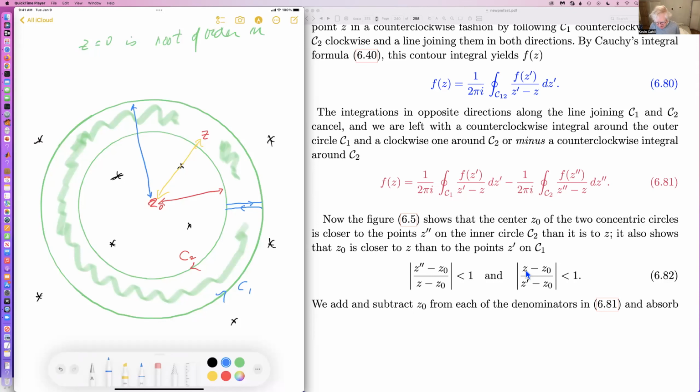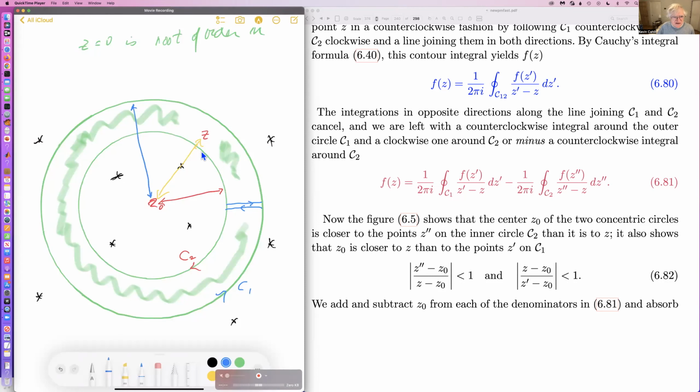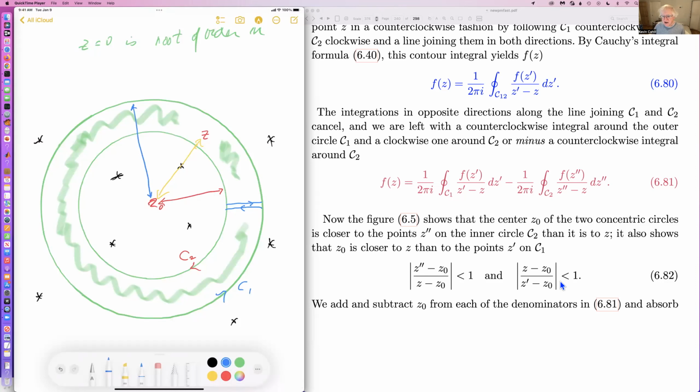So there are three different distances here. Now, obviously, the yellow distance is greater than the red distance and less than the blue distance. And that's written in these formulas here. Namely, z double prime is on this inner circle, and so it is a red distance from z0. And so z double prime minus z0 over z minus z0 is less than the yellow distance.